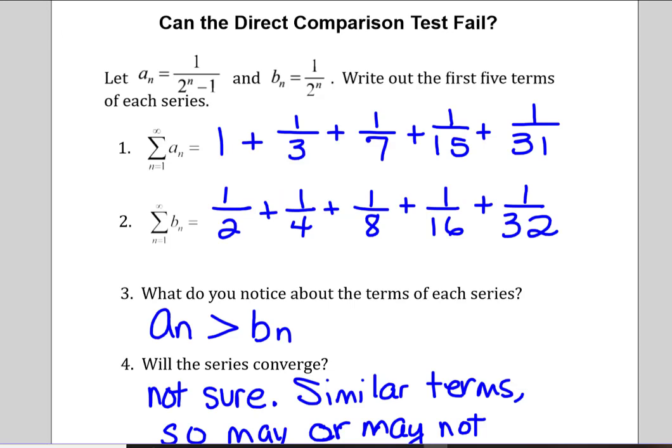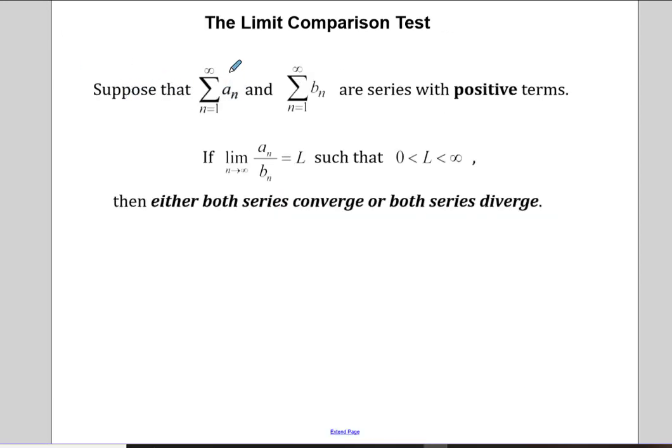Here is the limit comparison test. This is our last test in this lesson. Suppose that you have the series a sub n and b sub n, and their series have positive terms for all of our n values, where n goes from 1, 2, 3, and so on. We can say if the limit as n approaches infinity of the ratio of a sub n over b sub n is a positive finite number, then either both series converge or both series diverge. So we want our values to be positive and finite.